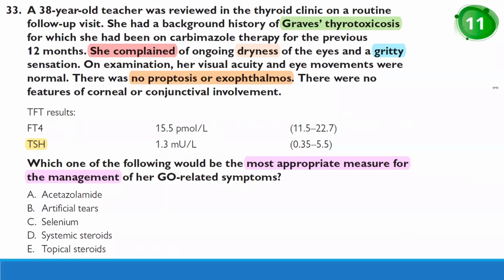Artificial tears. Yes. So topical steroid has no role in the management of Graves' orbitopathy. Don't choose topical steroid. Acetazolamide has no role in management of Graves' orbitopathy. So our good selections are artificial tears, selenium, steroid. Systemic steroid. As in this case, our patient has mild Graves' orbitopathy, the patient just complained of dryness and grittiness, so artificial tears are the best one. So try scenarios like this, and this is not active, Dr. Sana, so artificial tears are sufficient to control the manifestation.